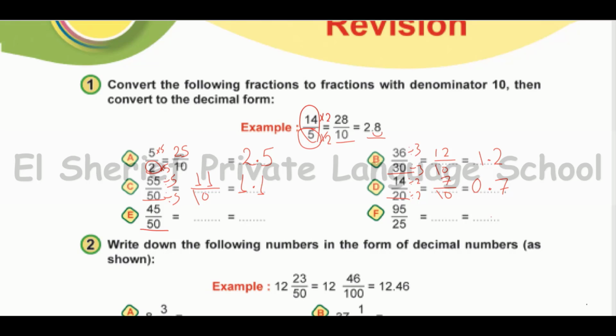45 divided by 50. 50 becomes 10 if we divide it by 5. So divide the numerator by 5 equals 9. 9 over 10, that equals 9, put 9 as it, then the decimal point after only one digit, and this is a proper fraction, so put 0 in the whole number.